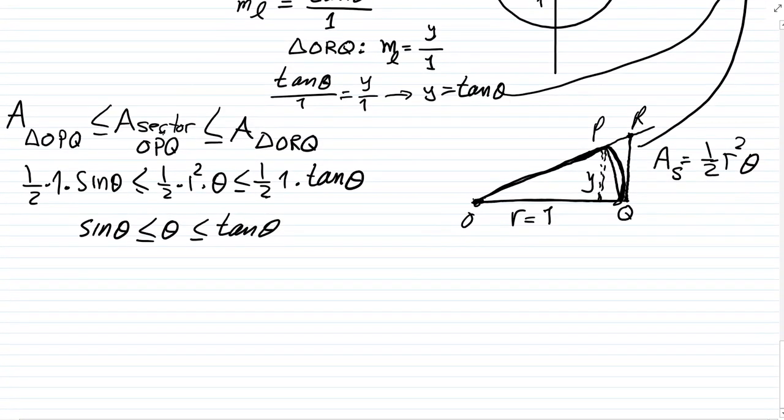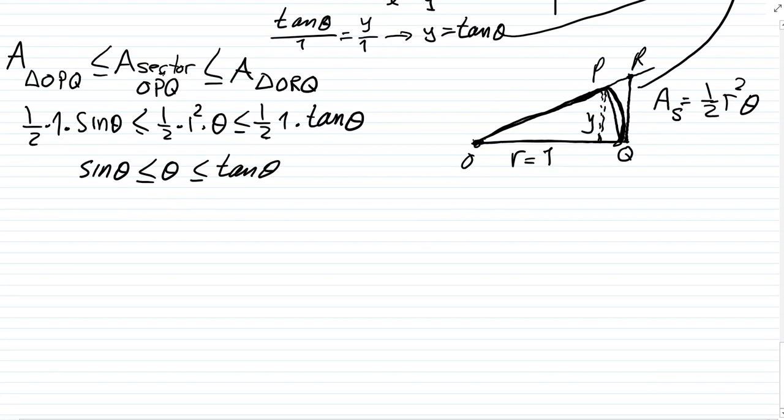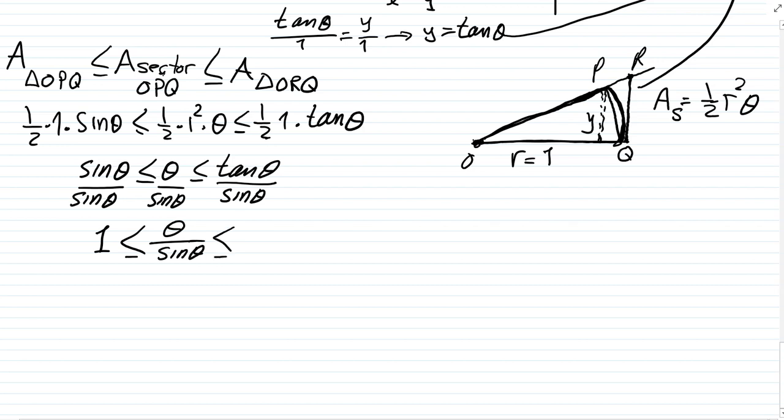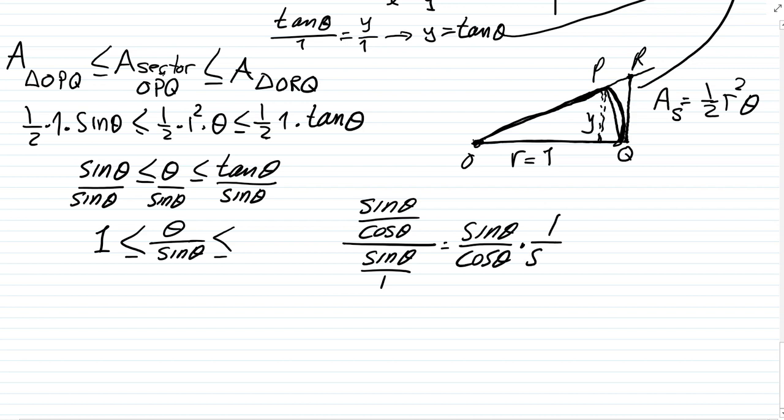Okay, now next step, we're going to divide everything by sine theta. Now sine theta over sine theta on the left side, that's 1. In the middle we have theta over sine theta, and tangent over sine, well, tangent is sine over cosine, true, divided by sine theta, give it the denominator of 1, invert and multiply, 1 over sine theta. You can cross out sine theta and you get 1 over cosine theta, which is of course secant, right? But we don't want to write it as secant. Let's just keep it as 1 over cosine theta.